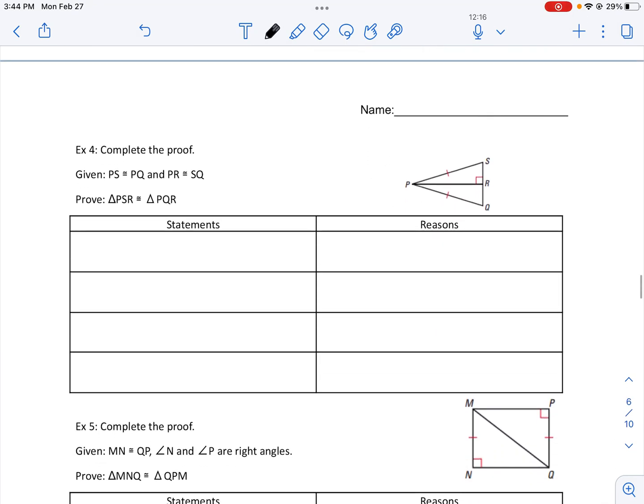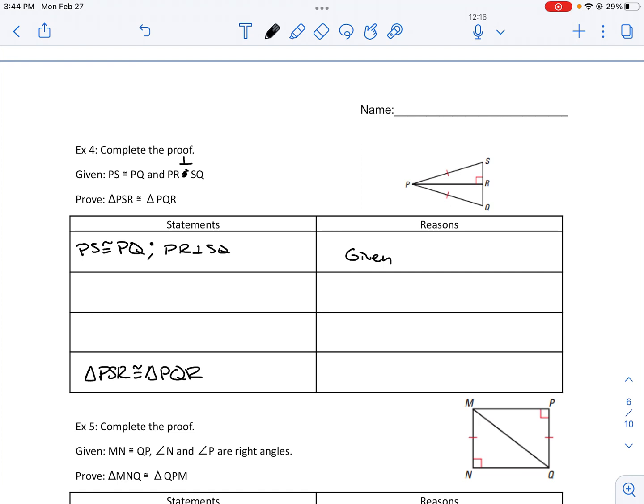Again, I'm sorry, example 4, another typo here. Instead of a congruent sign, it should be a perpendicular. So let's go ahead and write our given information, again, all in one box. So looking at this, I already know PS and PQ are the hypotenuse, so I already have that done. We're good. Now I need to work on a leg.